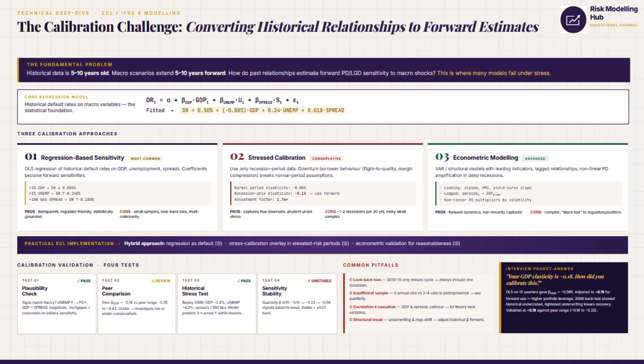So, first, you need to understand the core regression model, the historical default rates on the macro variables, the statistical foundation, where you have the default rate fitted equal to alpha plus beta coefficient into the GDP plus beta into unemployment plus beta into the spread plus the error term, right? And the first approach is the regression based sensitivity. It is most common, and here you run the OLS regression on the historical data, extract the coefficients and apply them forward.